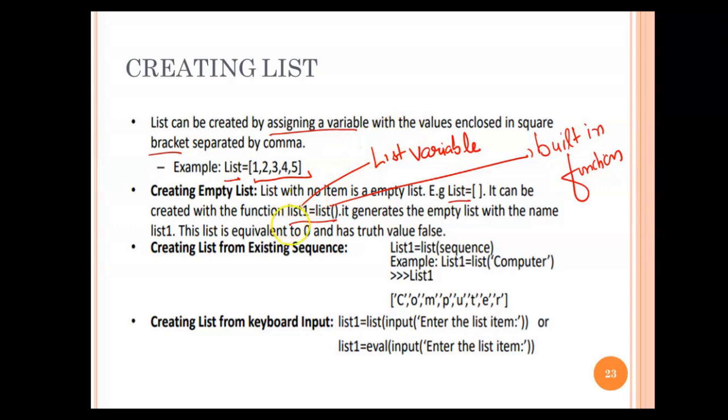You can create one list with the help of the existing sequence also. Suppose there is a sequence of a string, right? Suppose one string is there, computer is there, right?